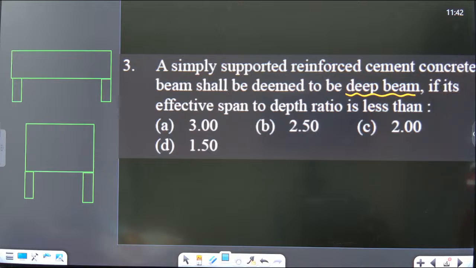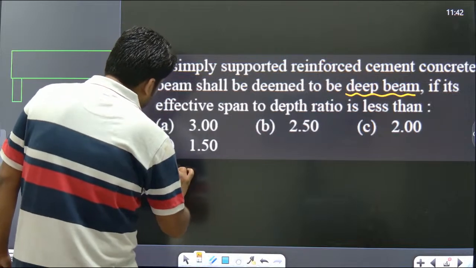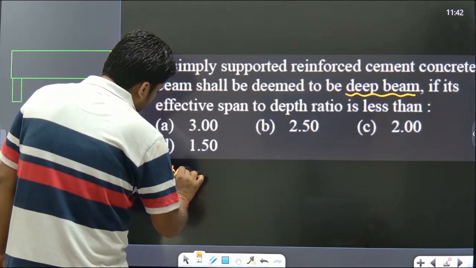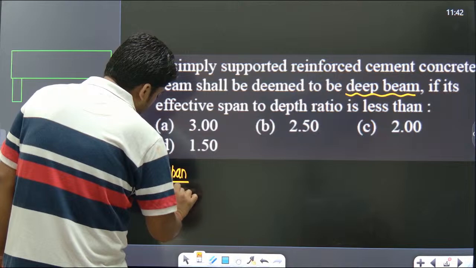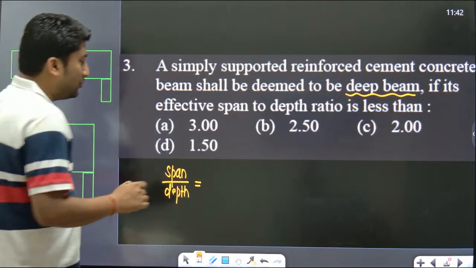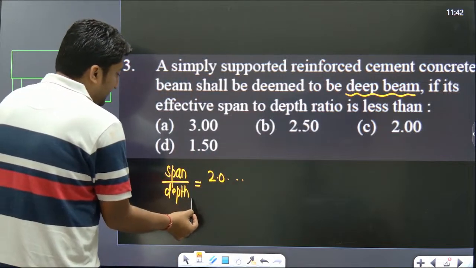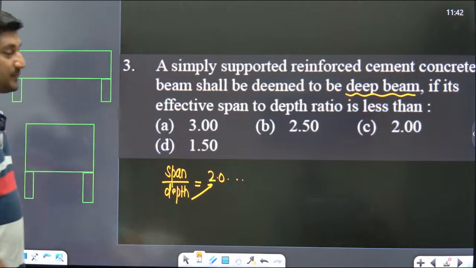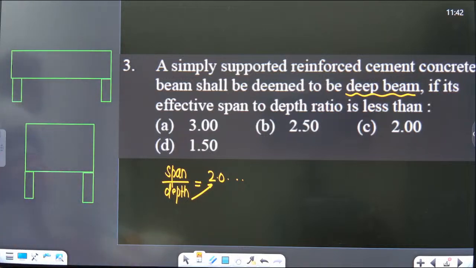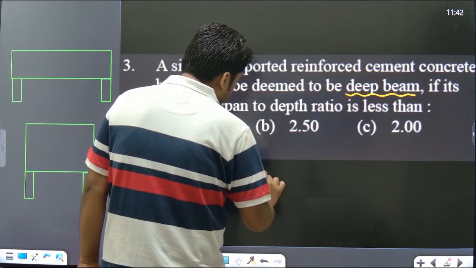to be a deep beam if its effective span to depth ratio... Now you can see very carefully, for deep beam, span to depth ratio is in the range of 2. For simply supported beam, it is 2. It means that the span is just twice of the depth for simply supported.